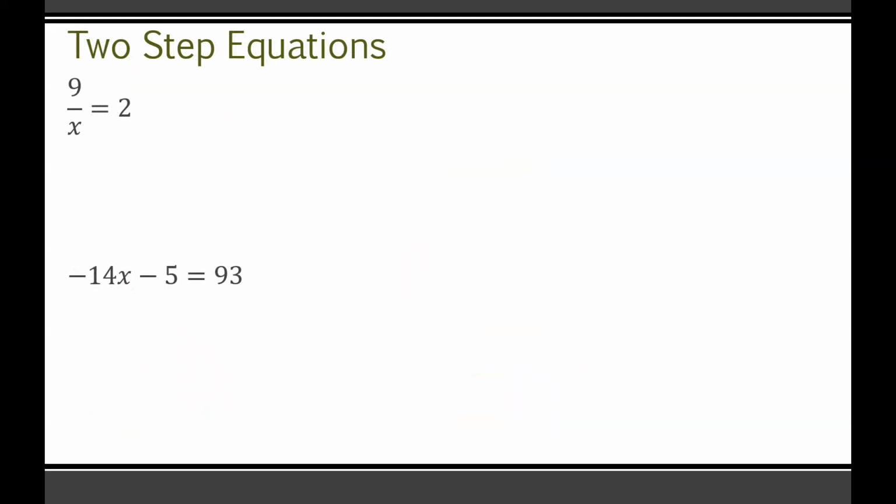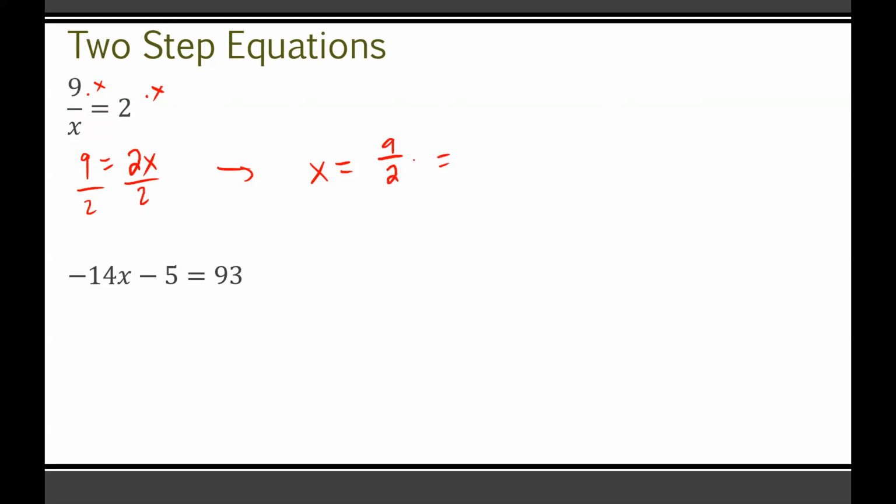All right, here's a couple examples of two-step equations. Once again, I want you to pause the video here and give this one a try. All right, I'm going to go over this one. First one is a pretty quick two-step equation. We just need a times by x on both sides. This is going to give us 9 equals 2x. And then we need to divide by 2 on both sides to get x equals 9 over 2.